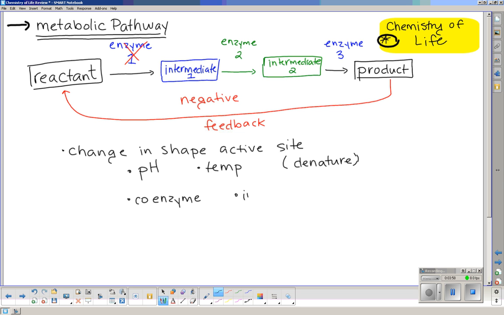And inhibitor molecules. Inhibitor molecules can be competitive, where they fit in the active site and block substrates from connecting, or they can be non-competitive and they can fit in a different site on the enzyme, changing its shape. That's metabolic pathways in the Chemistry of Life section on the Biochemistry and Enzymes sheet.